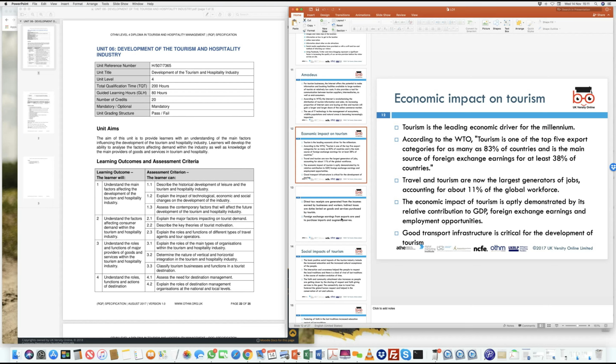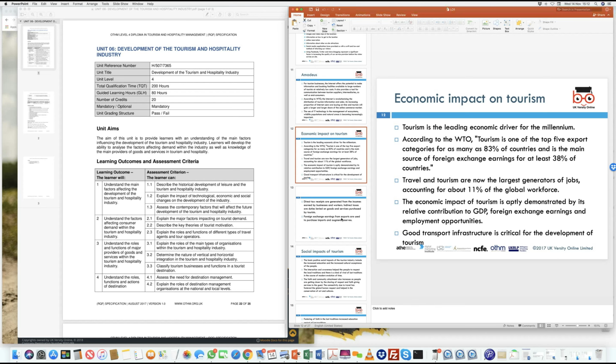The other thing we get to see, when we put this into perspective, is that the World Travel Organization also says that 11% of the global workforce, whichever sector you look at, is today getting jobs within this particular sector.